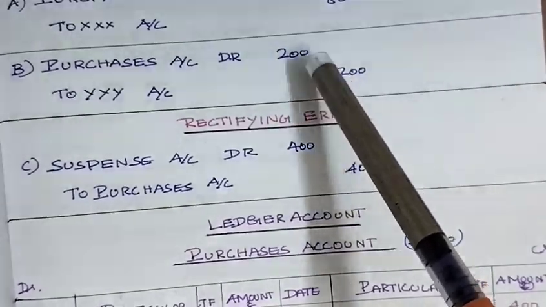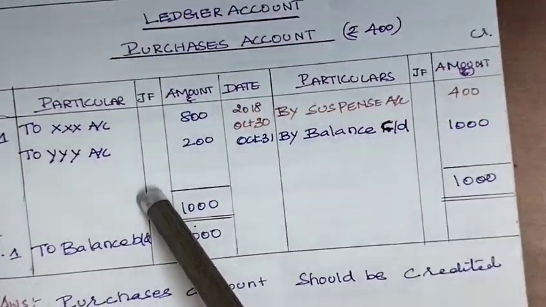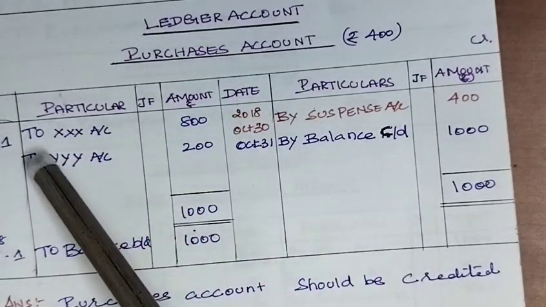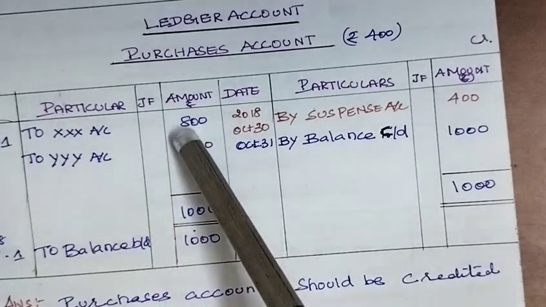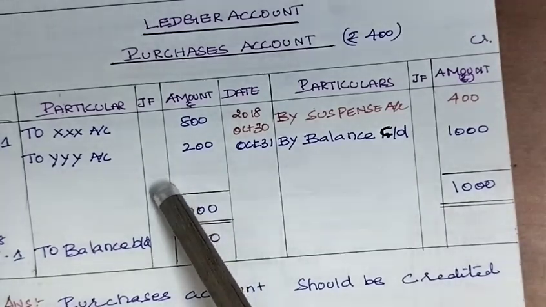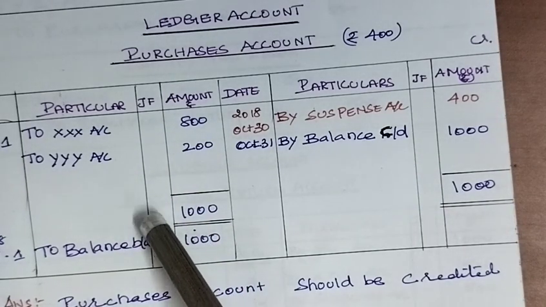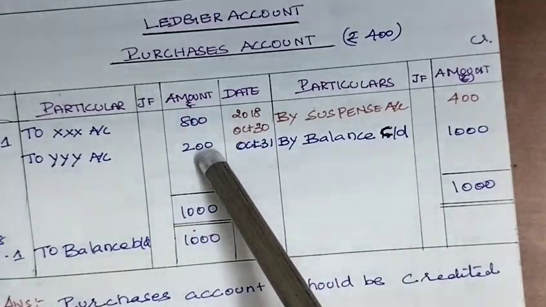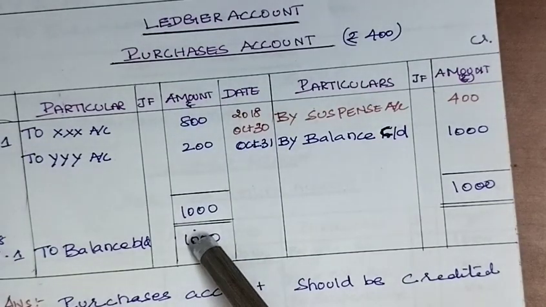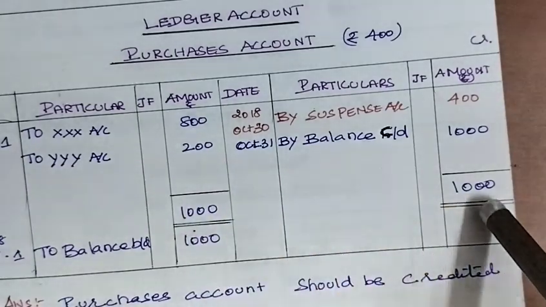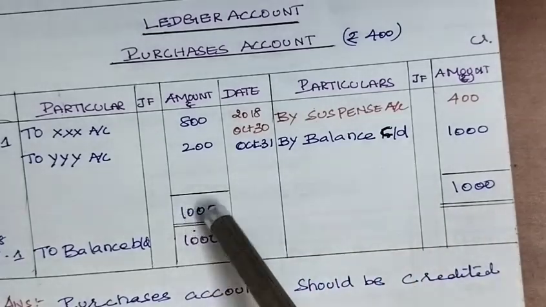How do you post these two purchases into the ledger? On the debit side, you posted to XXX account 800 and YYY account 200. You posted it on the ledger account. Now you close this account. 800 plus 200, how much rupees? Which side has the higher value? Debit side has the higher value, credit side has no value. So debit side has 1000 rupees. That higher value is entered on both sides as a total. We entered 1000 rupees, 1000 rupees.